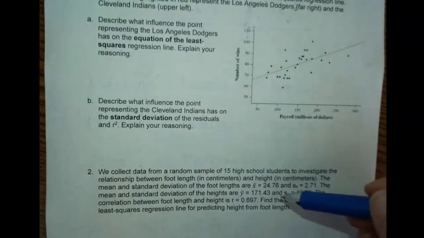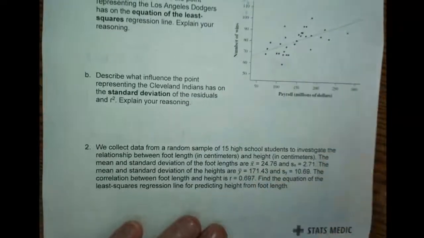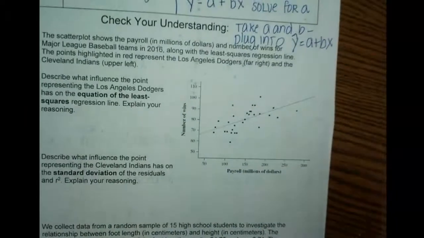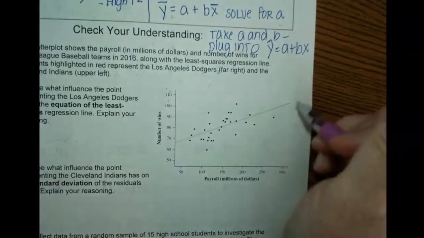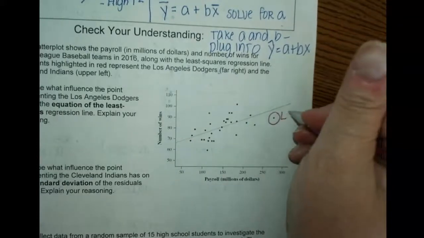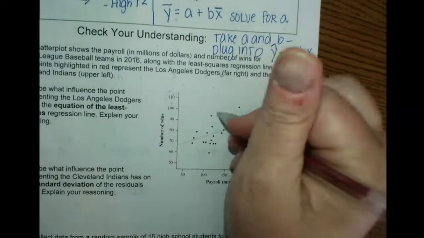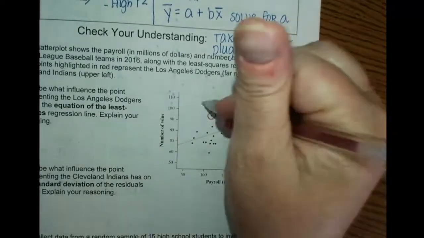And the last one is, be sure you read this. All your summary statistics that you're going to need are in here. But one thing you have to know is your copy is not in color, and it refers to these points. So I want you to circle this very far right point, right there. That's LA. It's the Los Angeles Dodgers. And then this point right here, that's the Cleveland Indians.